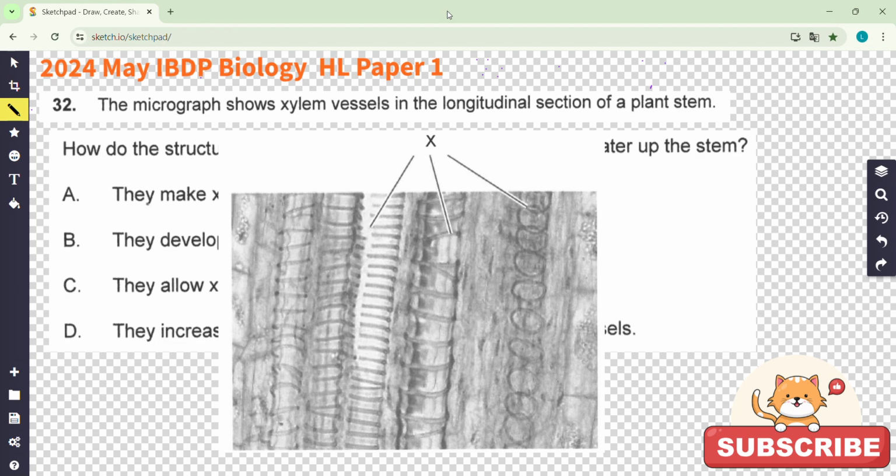Thank you. Okay, so question 32 is about a xylem vessel. So what is xylem vessel? It's a longitudinal section of the plant stem. Okay, so look, this is xylem vessel. So try to link it up. What was this stuff? Do you remember what this thing is? Okay, so first of all you have to link it up.